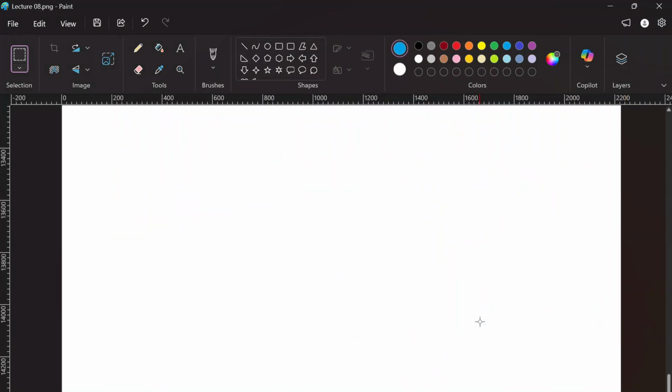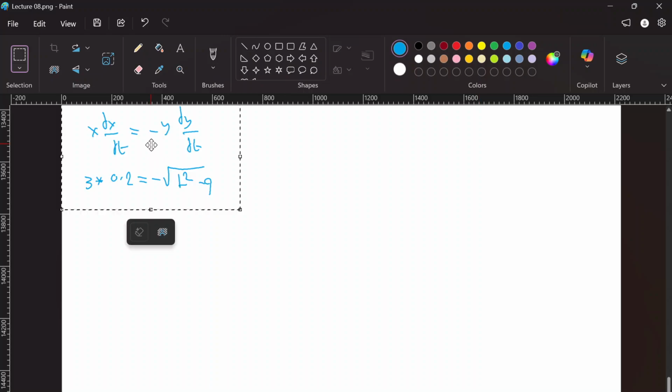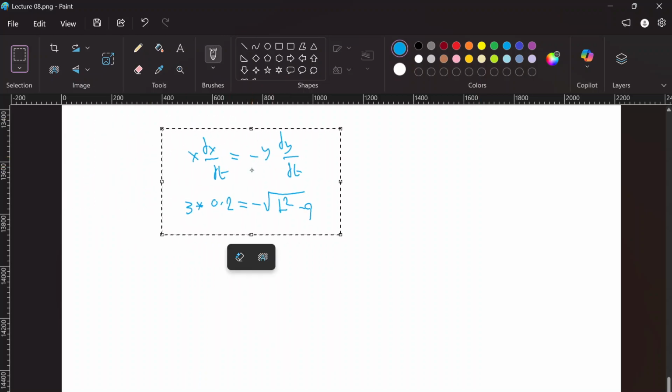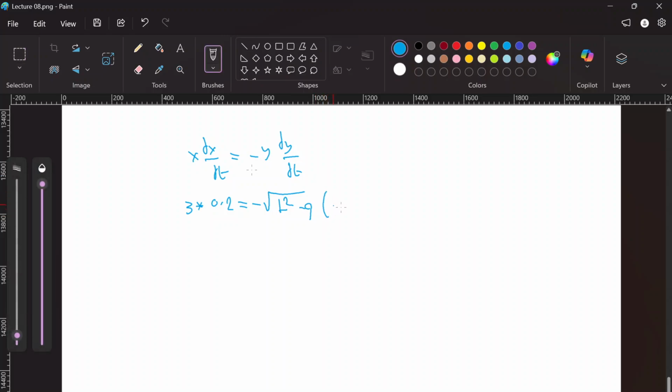So let's go down. Here times minus 0.15. Then we solve for L. So we have 0.6 equals, I will write it as 6 over 10 equals 15 over 100 times the square root of L squared minus 9.